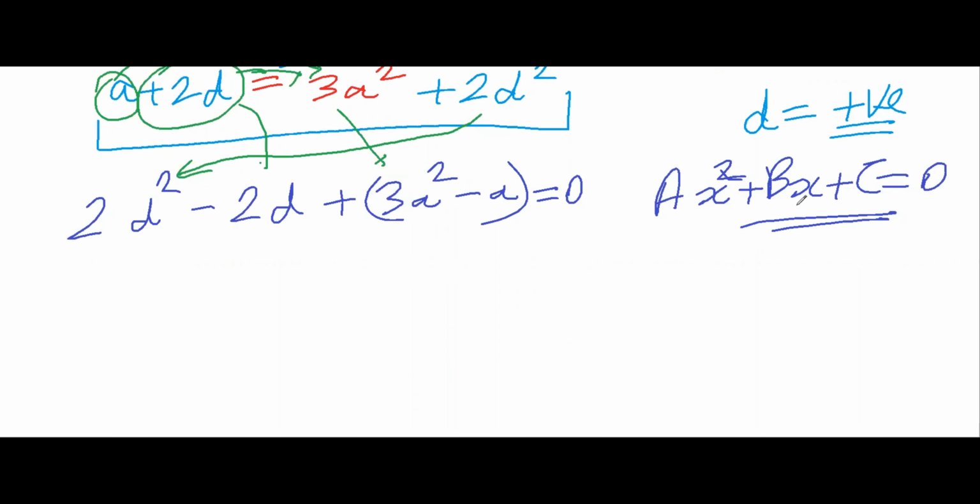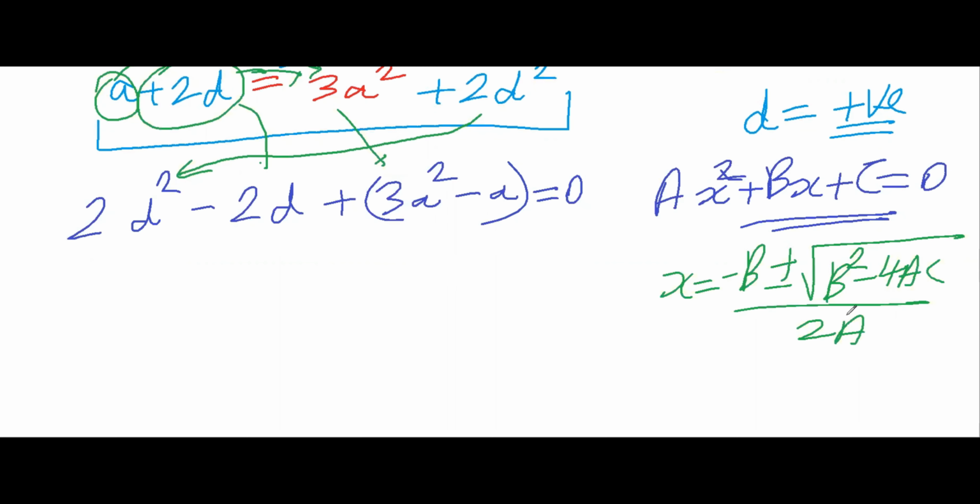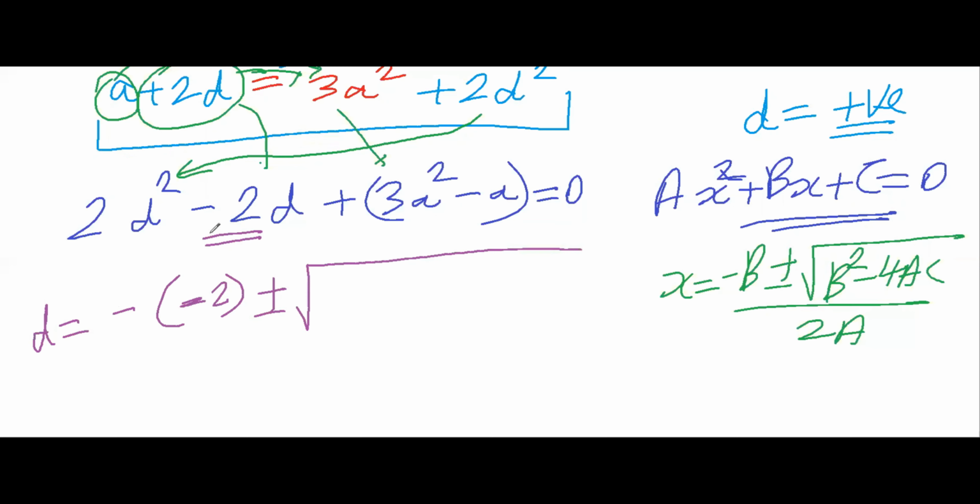For example, here, how can I find the value of x? The value of x will be minus b plus or minus root of b square minus 4ac upon 2a. This is the value of x. Similarly, here, what will be the value of d? The value of d will be minus b. What is minus b here? This is minus 2. Minus b plus or minus root of b square.